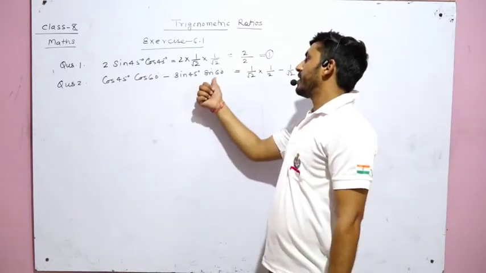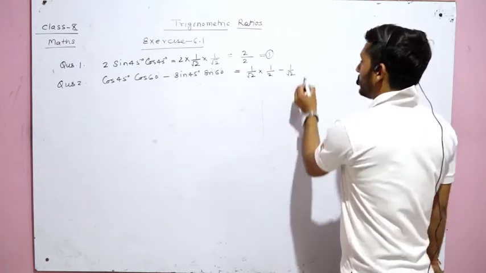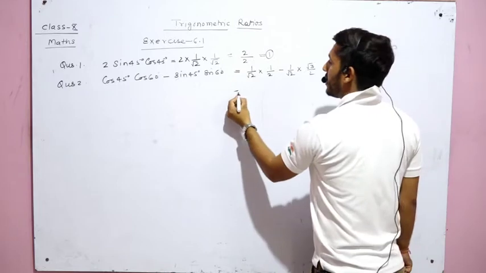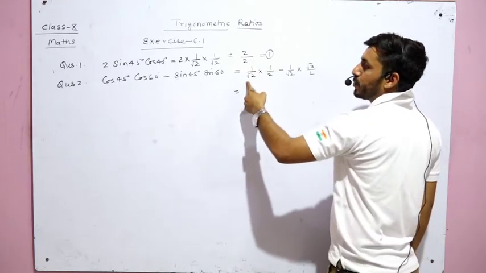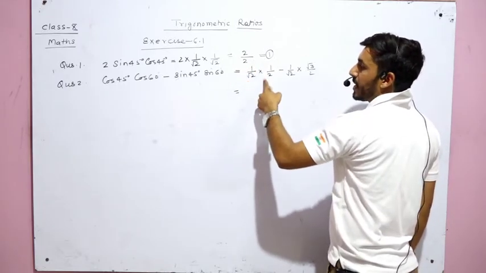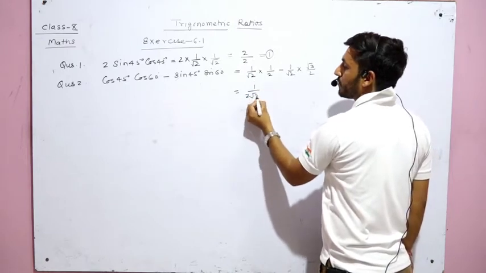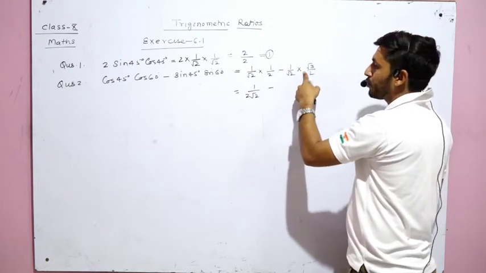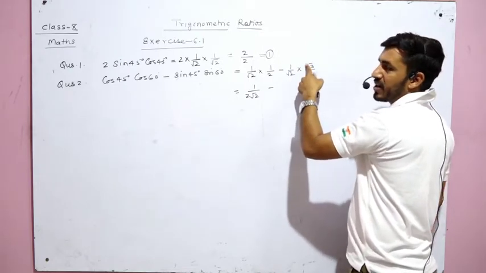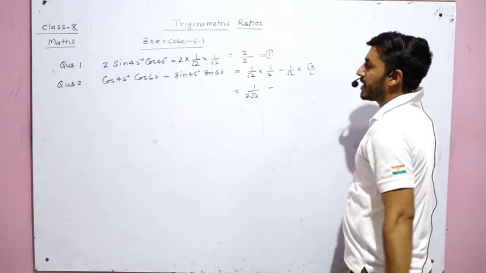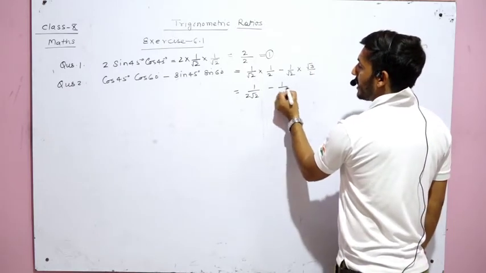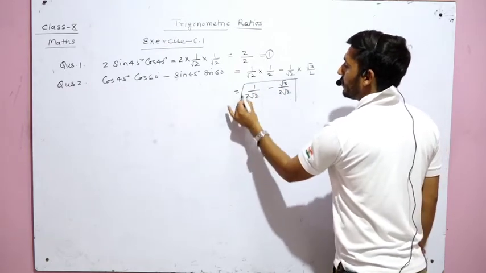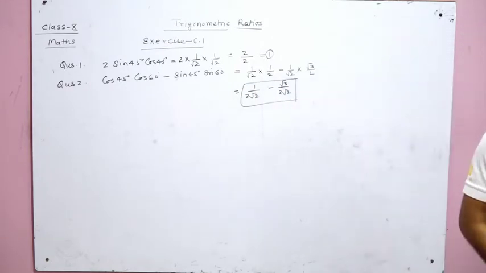Again, we have to find the value of sin 60, and the value of sin 60 is root 3 by 2. Then we get 1 by root 2 into 1 by 2, which is 1 by 2 root 2, minus 1 by root 2 into sin 60. What is the value of sin 60? That is root 3 by 2. Then we can write root 3 by 2 root 2. That is the obtained value.